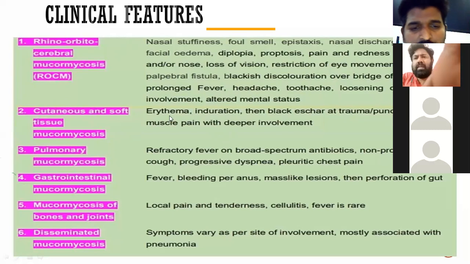In soft tissue, definitely erythema and induration, then black eschar formation at the site of involvement. Pulmonary mucormycosis: refractory fever on broad-spectrum antibiotics, non-productive cough, maybe a productive cough with blackish or brownish sputum, progressive dyspnea and pleuritic chest pain. Gastrointestinal mucormycosis: fever, bleeding per rectum, mass lesions. Mucormycosis of joints and other sites is extremely rare.